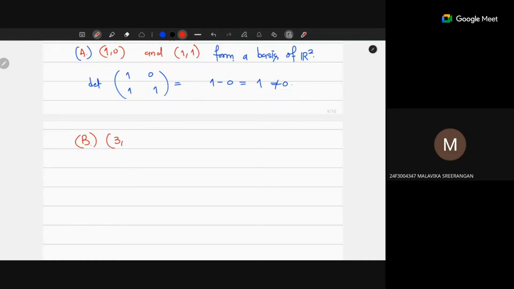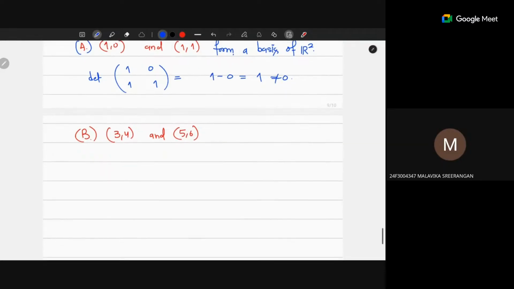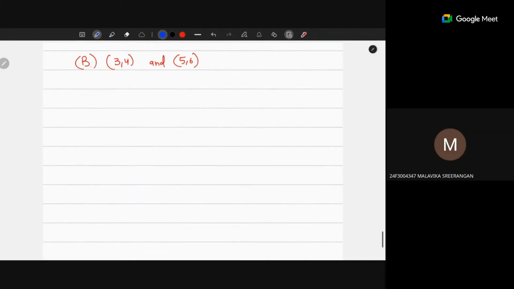Similarly, (3, 4) and (5, 6). Does this form a basis? Yes. How to check that? Check the determinant. So it's 18 minus 20, so it's minus 2.